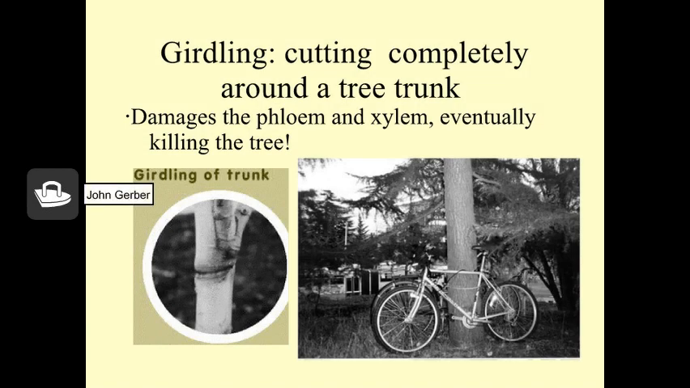If anything cuts into the phloem of the stem, it can cut off the flow of sugar and eventually kills the plant. This is called girdling. It's a cut completely around the stem that cuts into the phloem. It can be done with a knife, but it also can be done with something like a chain of a bicycle if it's left there over time.